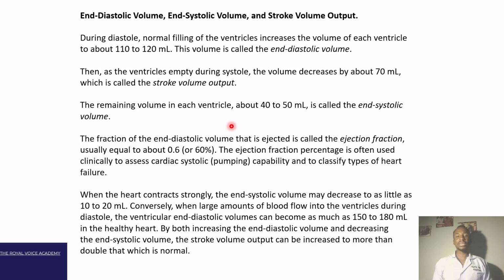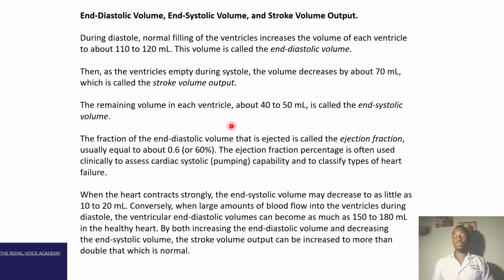So let us look at this as we conclude our cardiac cycle. Let us define these terms: end diastolic volume, end systolic volume, stroke volume output. So let us begin with end diastolic volume. End diastolic volume is the volume of blood in your ventricles at the end of ventricular diastole.